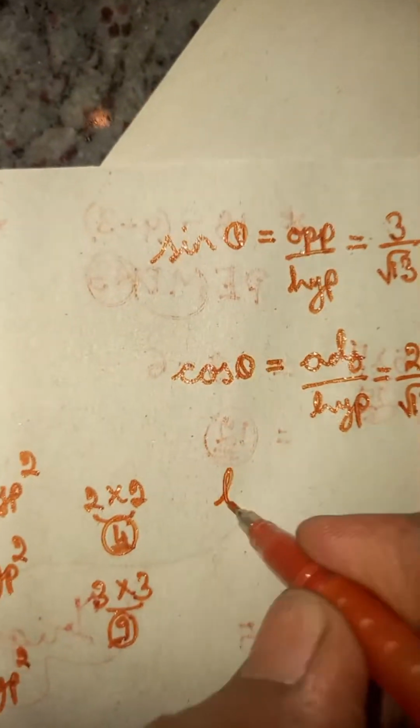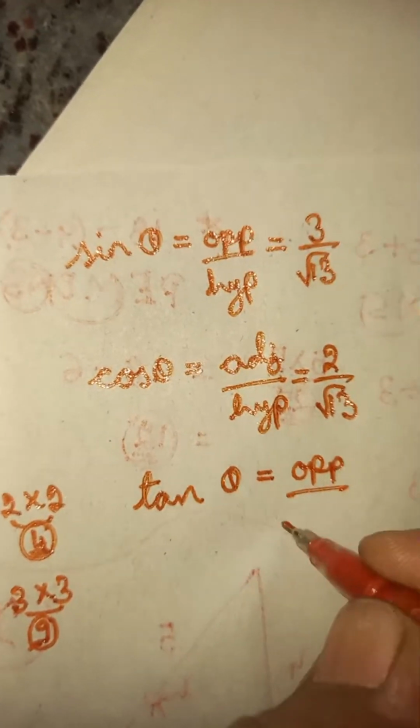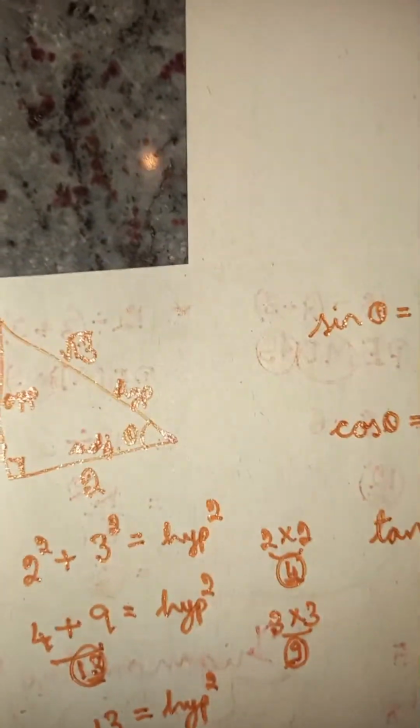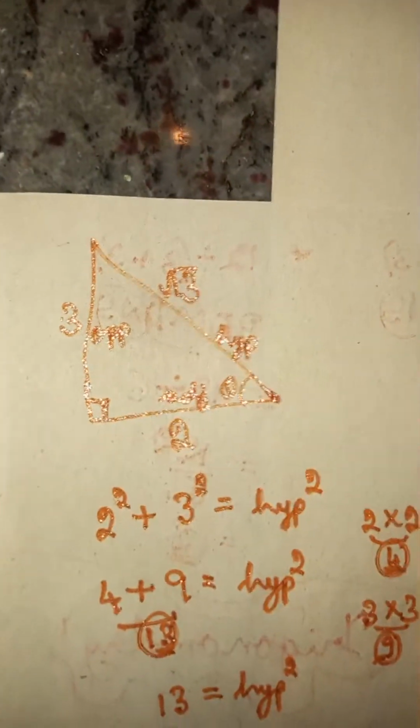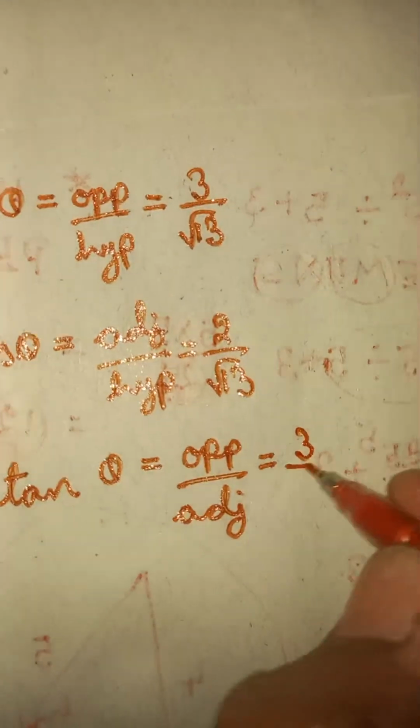Now take tan theta. Tan theta is opposite by adjacent. Opposite is 3 units and adjacent is 2 units, so this becomes 3 by 2.